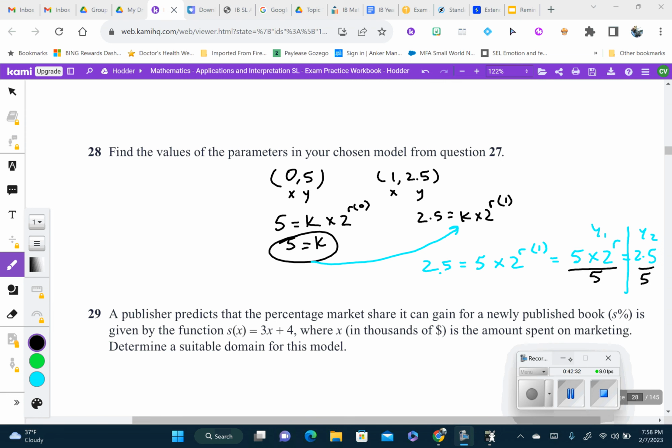When I do that, I get 2.5 divided by 5 is equal to a half. This cancels out, so I'm left with 2 to the r. Plug this into the calculator, so y1, y2, and you'll get that r is equal to -1. So r equals -1. So we found out r and we found out k. Okay, so r equals -1 and k equals 5. Good.